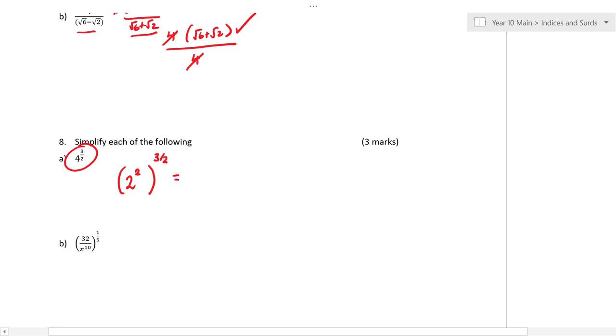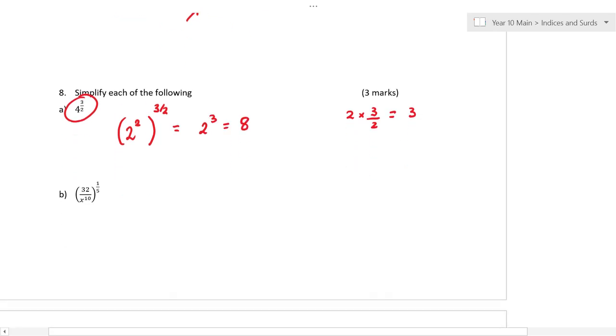Now, of course, you know in the index laws, we multiply, don't we? So 2 times 3 on 2. I could do it over the side over here if I wanted to. 2 times 3 on 2 is equal to 3. So that's the same as 2 to the power of 3, which we know as 8. All right.